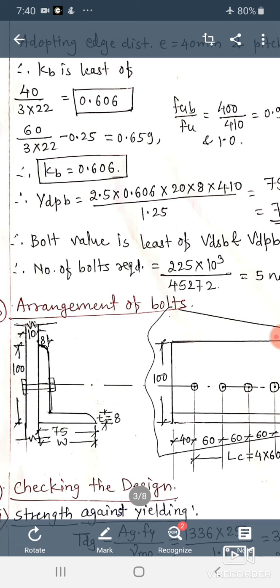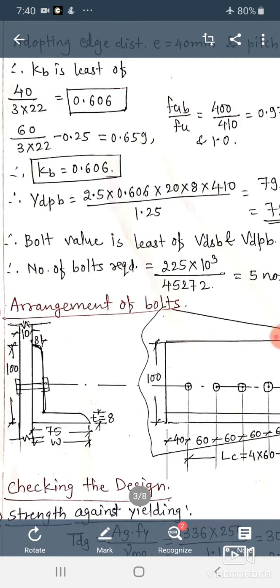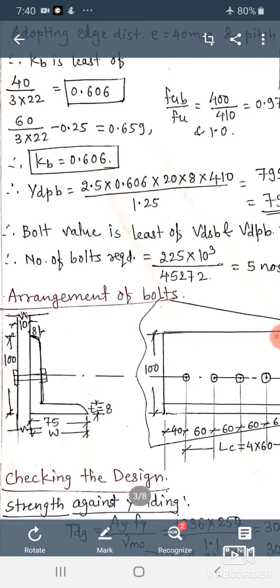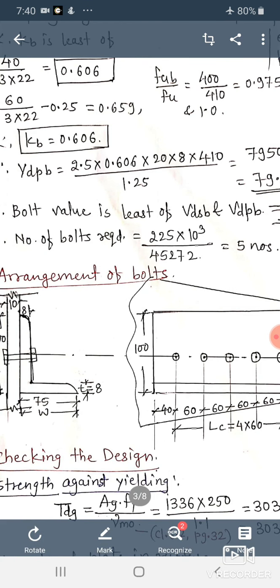So KB by E upon 3 into D naught, it is 0.606. P upon 3 into D naught minus 0.25, it is 0.659. FUB upon FU, it is 0.975 and 1. So the least is 0.606, that gives the KB. After calculation of KB, you have to substitute in the VDPB formula and calculate VDPB.